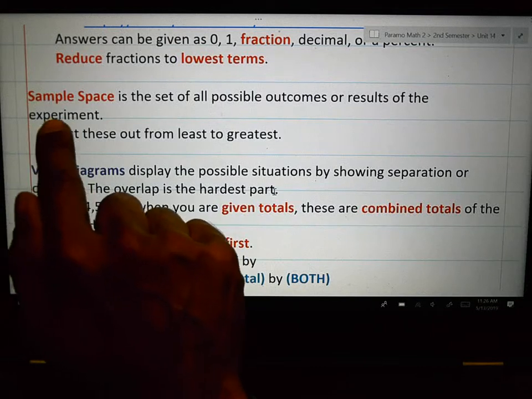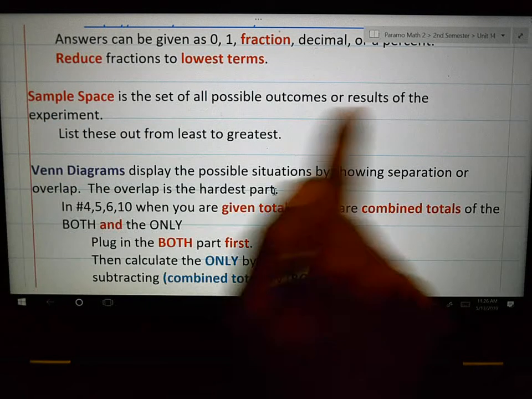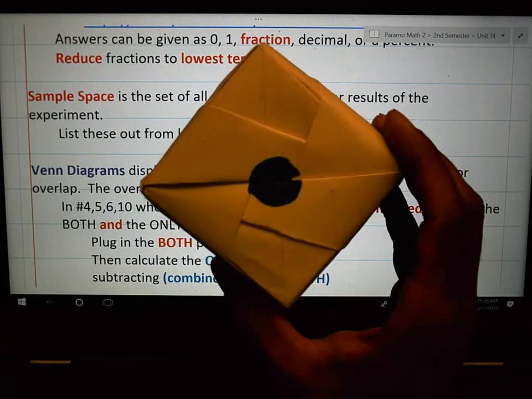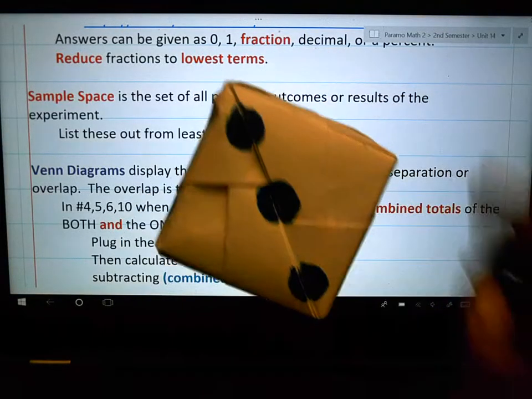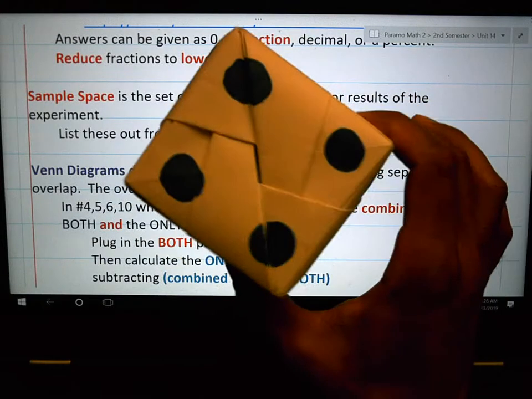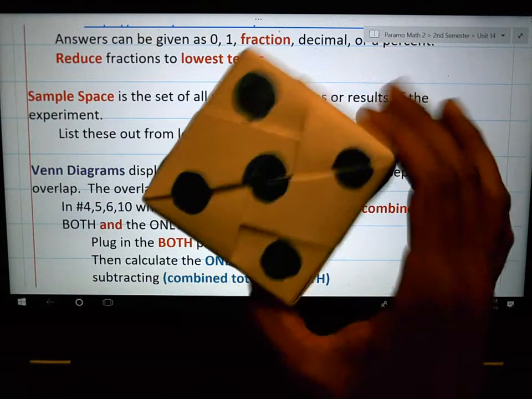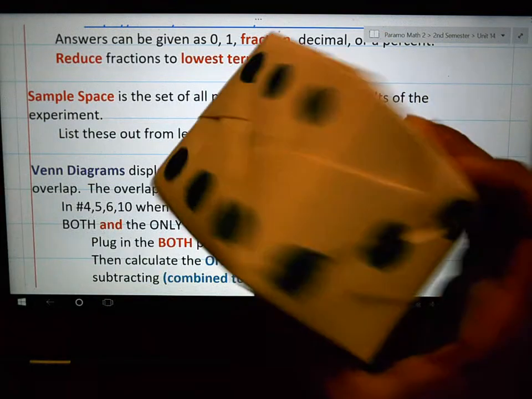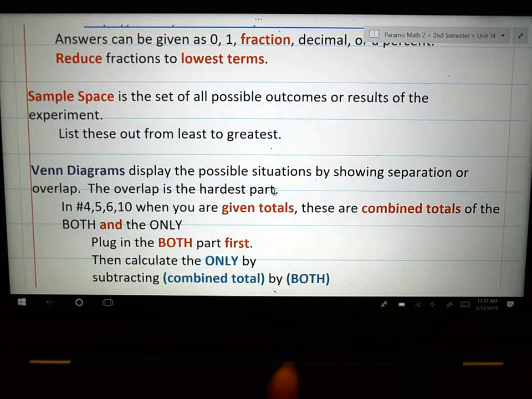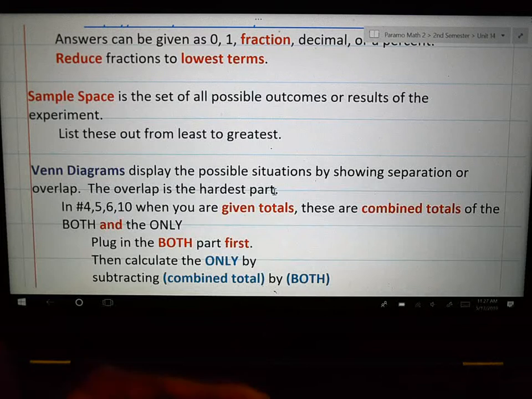The very first thing they ask you to find is something called the sample space. If you've never heard what the sample space is, it's the set of all possible outcomes. They start you off with something called a number cube, or a die, a single die. You could roll a 1, a 3, a 6, a 4, and so on. So if they ask you to find the sample space of a die, you're supposed to write out the possible outcomes.